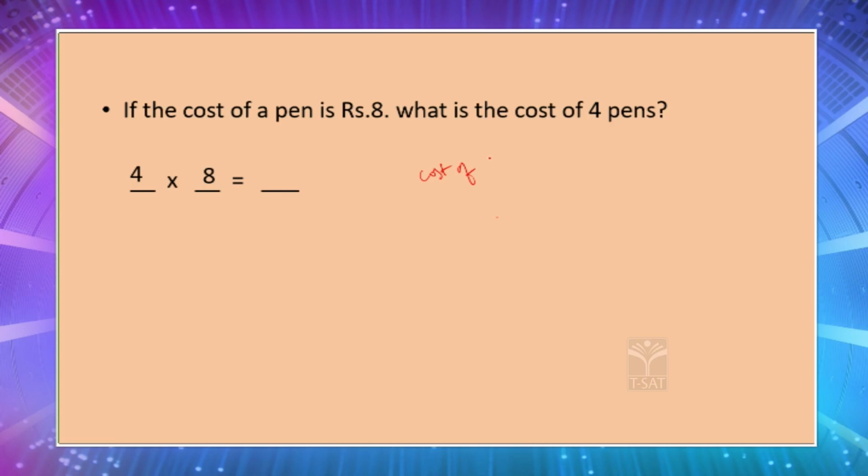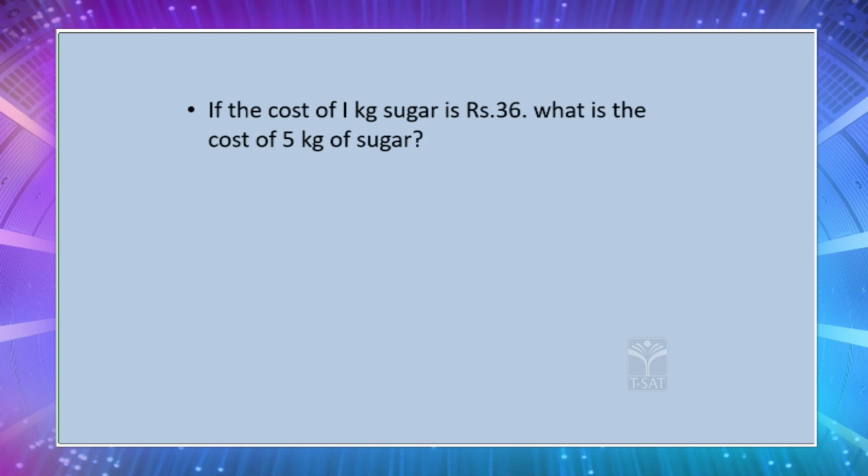Cost of 1 pen is 8, and for 4 pens, 8 plus 8 plus 8 plus 8. So that equals 8 plus 8 is 16, 16 plus 8 is 24, 24 plus 8 is 32. That means 4 into 8 equals 32. See here, this is the multiplication concept we are using in our daily life.